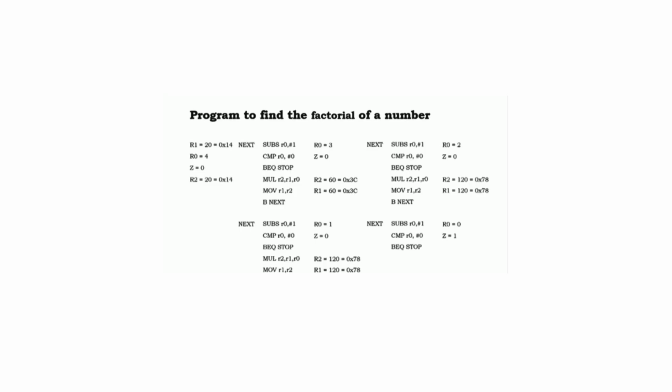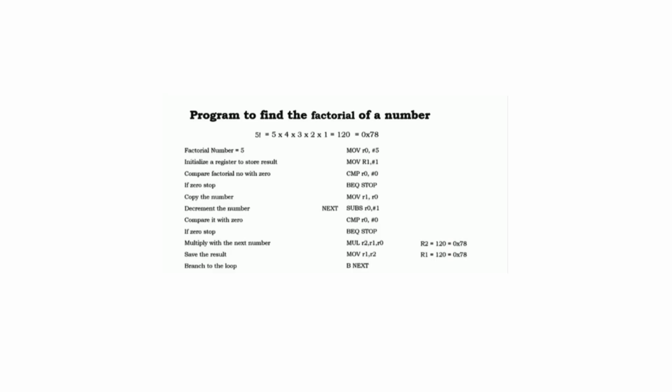Once this zero flag is set to 1, we will check this branch if equal. Yes, it is equal. It will jump to the stop instruction. It won't do any multiplication. It will jump to the stop instruction. That is, we have a no-op instruction at that stop label and we will end the program using the directive. Finally, at the result register R1, we have a value 120, that is 78 in hexadecimal.